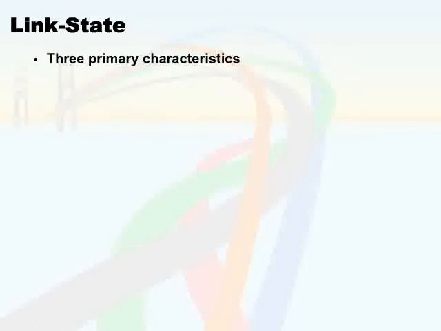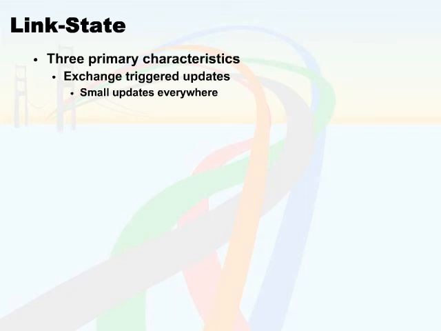But probably the main characteristic of link state protocols is in the way they exchange information. They do not send a predefined interval update, but instead exchange what are commonly known as triggered updates. Every time something on the network changes, it prompts information to be transmitted via the link state routing protocols. These are relatively small updates everywhere and are transmitted only when changes occur on the network.